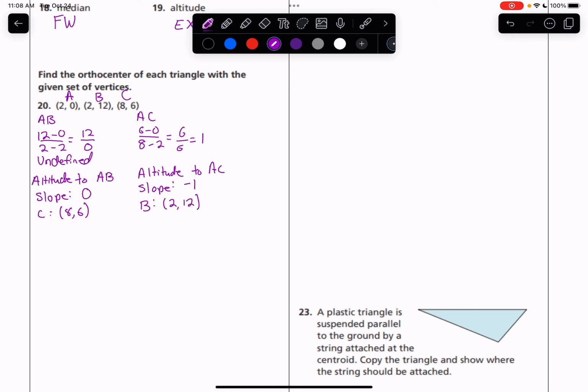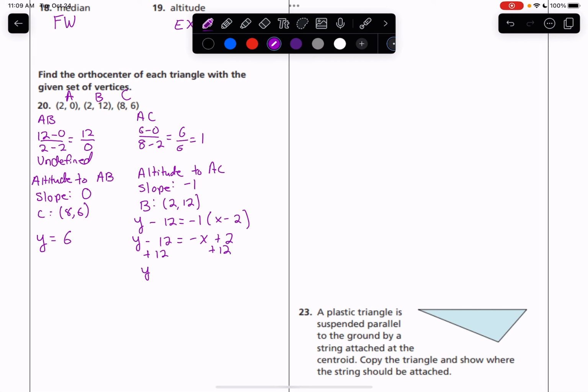It's going to be really easy to write the equation for the altitude to AB because the slope is 0. So it's just going to be y equals 6. There's no making that any more difficult than it is. It's just y equals 6. And then the altitude to AC, you might hear the rain. It's raining really hard right now. For the altitude to AC, we can put this into point slope form. Y minus 12 equals -1, parentheses x minus 2. And go in here, y minus 12 equals -x plus 2. And we will continue on. Whoa. Add 12 to both sides.